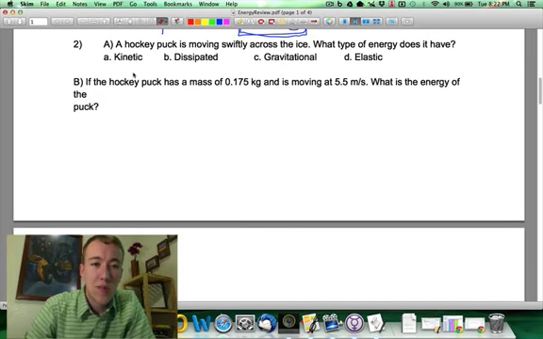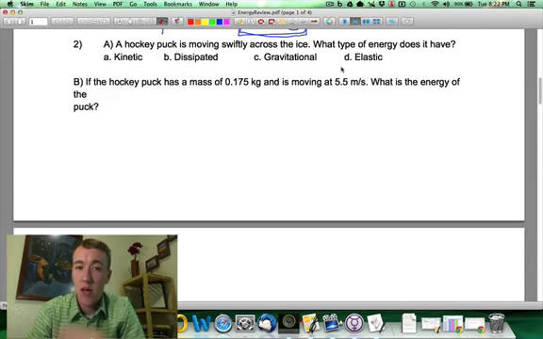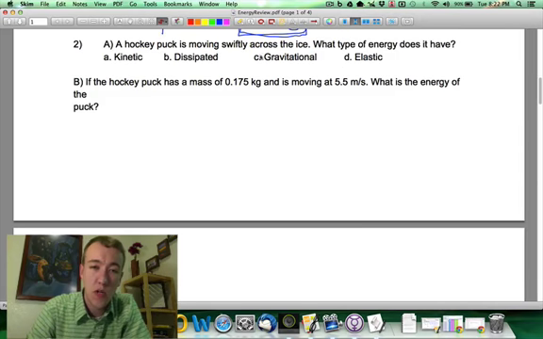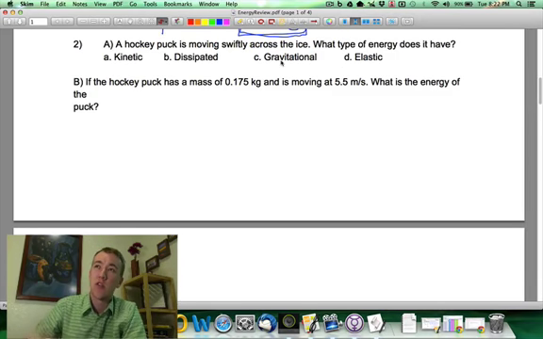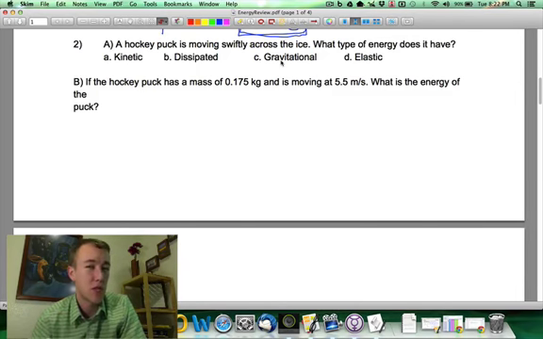In problem number 2, we have a hockey puck that's moving swiftly across the ice. What type of energy does it have? Remember, elastic energy, we just talked about that. That's the compression or stretching of springs. Gravitational potential energy is the energy of height. Technically, if we said something below the ground was 0, maybe it could have gravitational potential energy, but typically we make the ground 0, so no gravitational potential energy for our hockey puck.